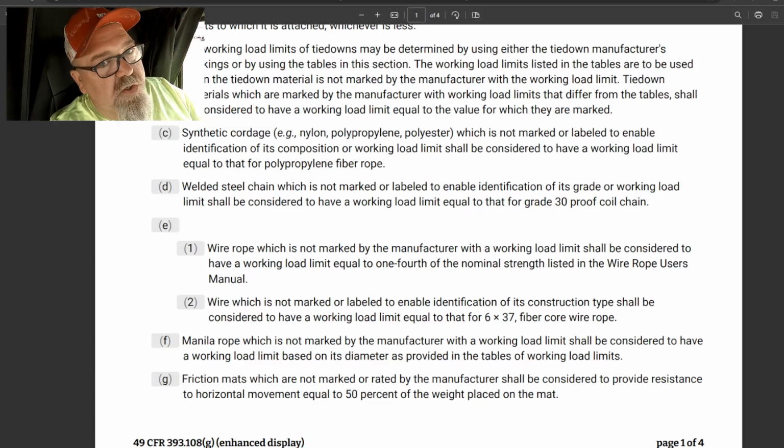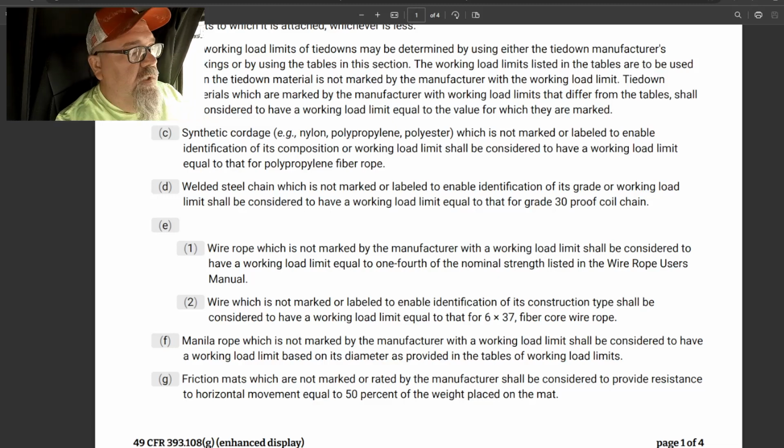You know, can it still be used if it's still serviceable? Yes, but just keep in mind, if they cannot prove that it is 5,400 pounds, what the working load limit is, it will get the lowest rating possible. You've got to keep that in mind.